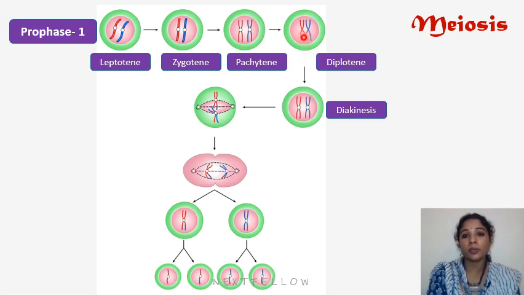You can see the appearance of a cross link configuration called chiasmata. It is called chiasmata. So these crossovers are chiasmata. Next we shall discuss the diplotene.